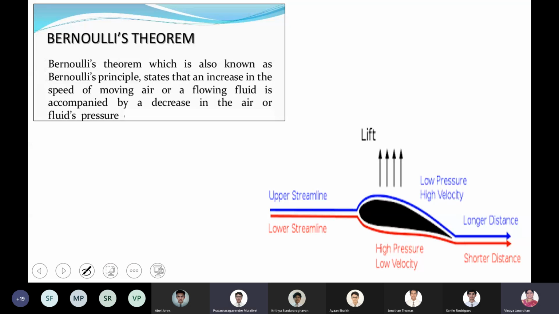Now look at this. You consider this aerofoil as the wing of the airplane, right? This one is the wing of your airplane.